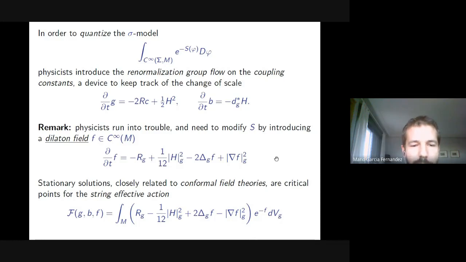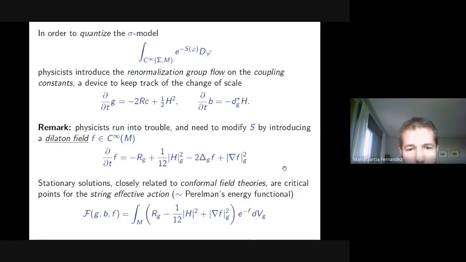Okay, so this action functional can be written in a different way by integrating by parts, and you may recognize this from Perelman's work if you are familiar with that, because this is the same formula that I wrote before, just after integration by parts, and this is Perelman's energy functional if you drop the term given by the norm squared of h.